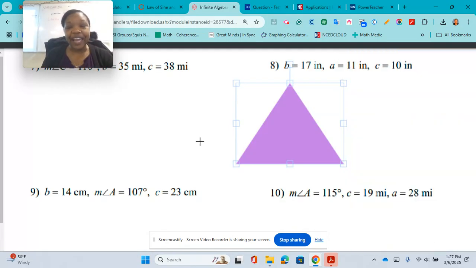Now, we have the length of B at 17 inches. So I could say this is B, 17 inches. The length of A, little a, at 11 inches. I could say that this is little a. And the length of C is at 10 inches.